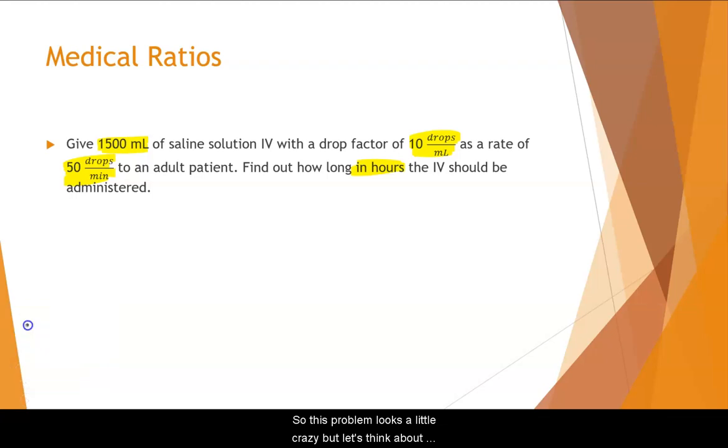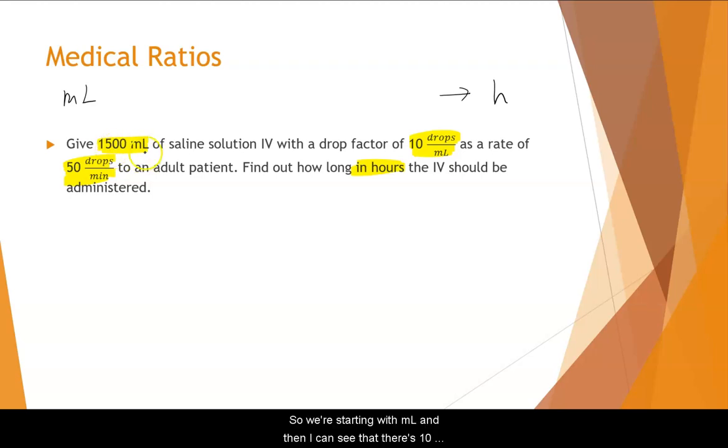So this problem looks a little crazy, but let's think about units. What we're starting with is milliliters, and what we want to eventually end up with is hours. So I'm going to look at my units. This is a unit conversion problem, really.